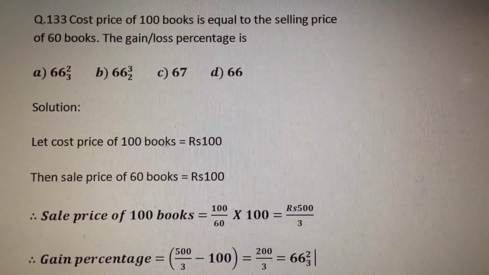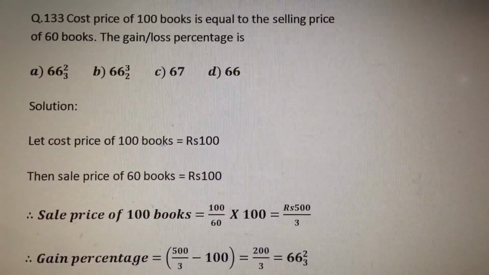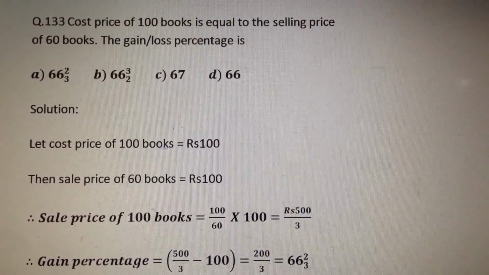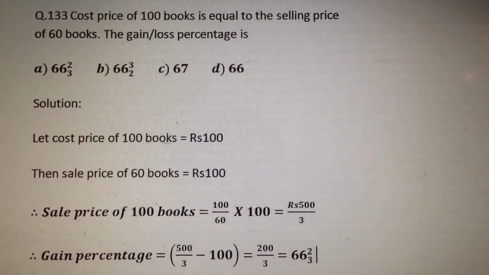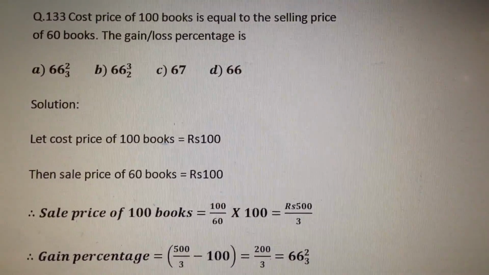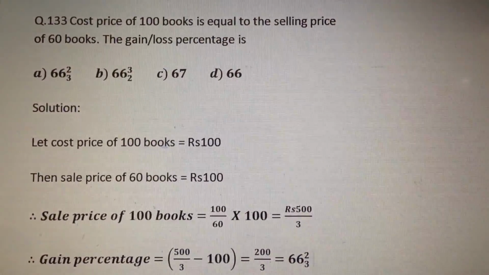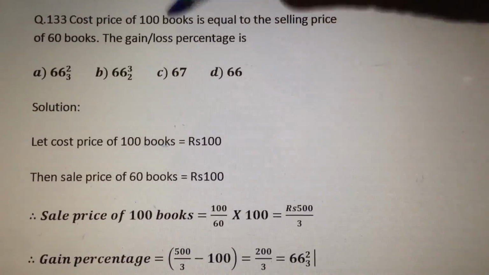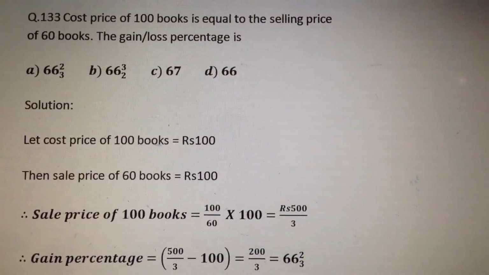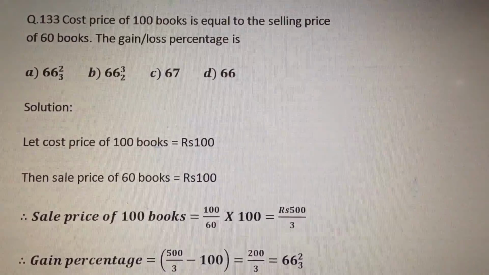Next question. Cost price of 100 books is equal to the selling price of 60 books. Then the gain or loss percentage is. Let us assume the cost price of 100 books is equal to 100 rupees. Then sale price of 60 books is equal to the cost price of 100 books. It is given in the sum. Therefore, sale price of 60 books is equal to 100 rupees.